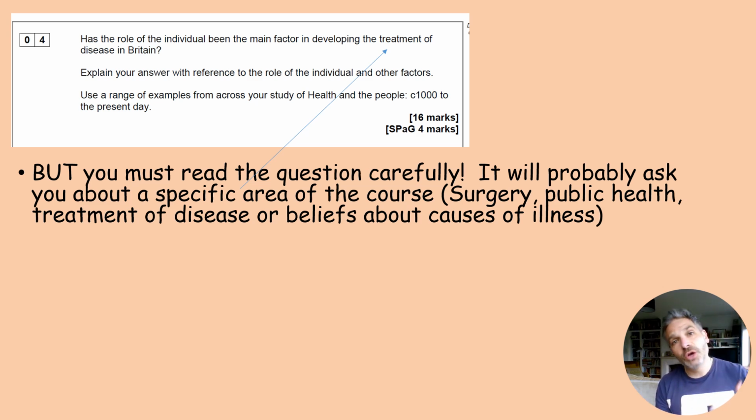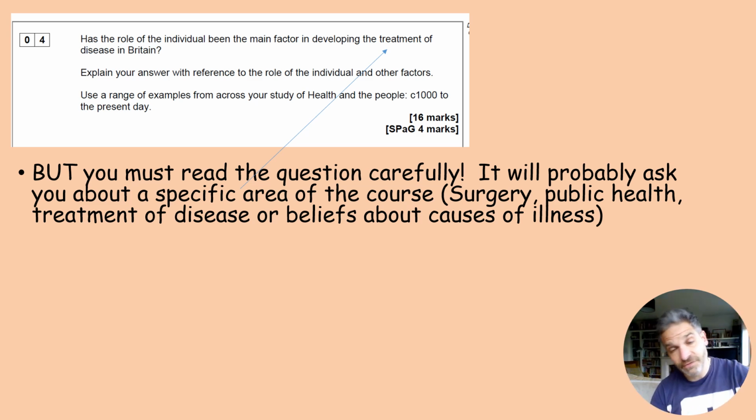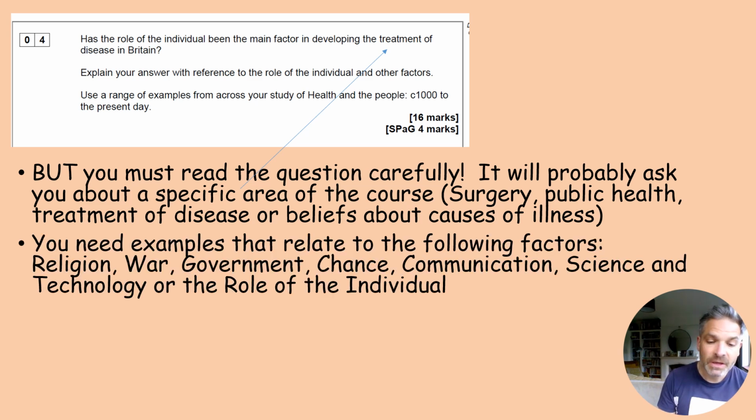And my students will know they've been issued with a table with all sorts of examples. At the top, you've got the 4 areas of the course, surgery, etc., and then down the side you've got your factors, and you can create a lovely table with all of the things in it, and if you revise from it you'll have plenty of things to say. So you're going to need examples that relate to those following factors.